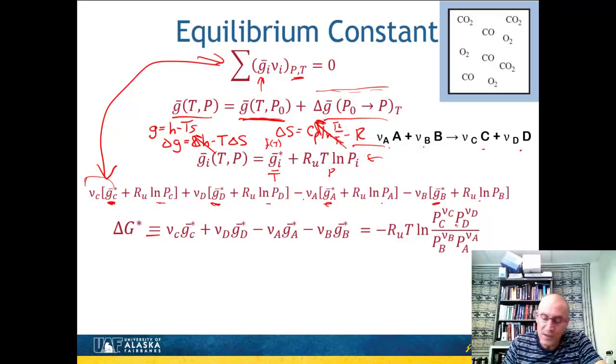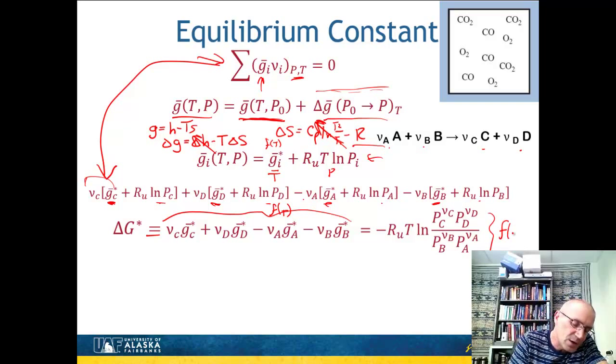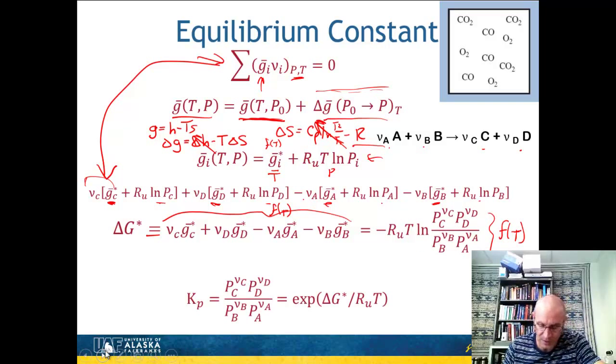Now, one of the interesting things here is that G star, remember, is always at 1 atmosphere of pressure, so it's only a function of temperature. It doesn't matter what the pressure is, because they're always evaluated at 1 atmosphere. So the thing on the left is just a function of temperature. That means this thing over here on the right is only a function of temperature as well. So even though all I see in here are pressures, that whole term is just a function of temperature.